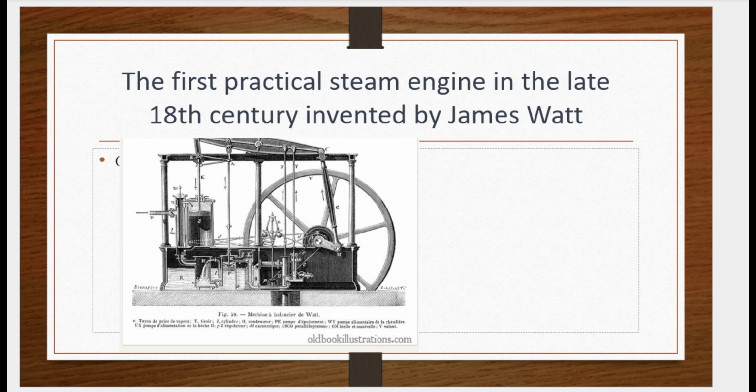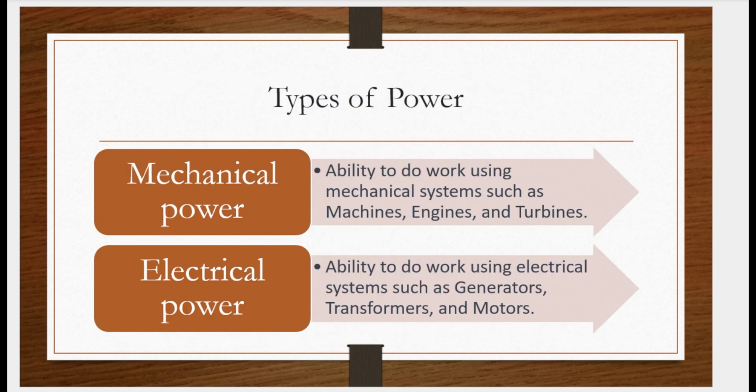Power is measured in watts, named after James Watt, and it is calculated as the product of voltage and current. 1 watt is equal to 1 joule per second. Other common units of power include horsepower, kilowatts, and megawatts.